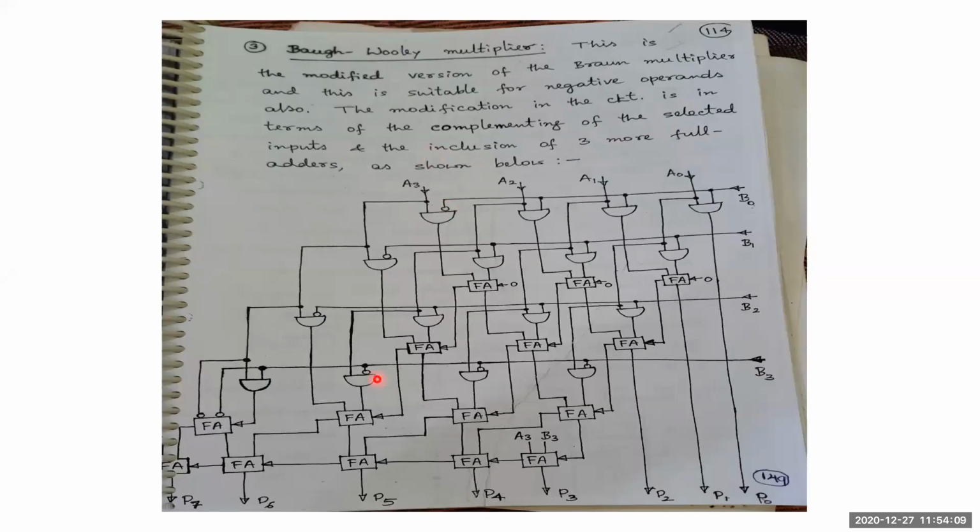You can see now that one NOT gate is applied, another NOT gate is applied, and these NOT gates are mainly used to add the negative operands also. If any kind of negative number comes, we are supposed to add.